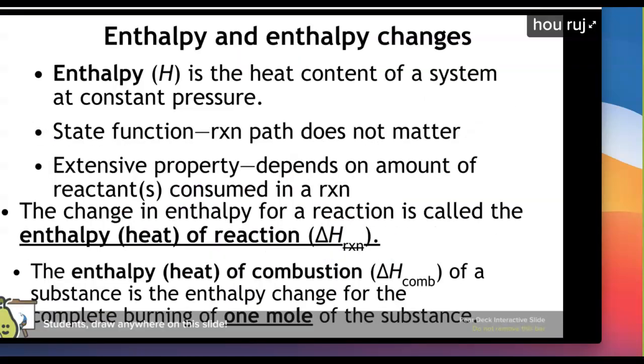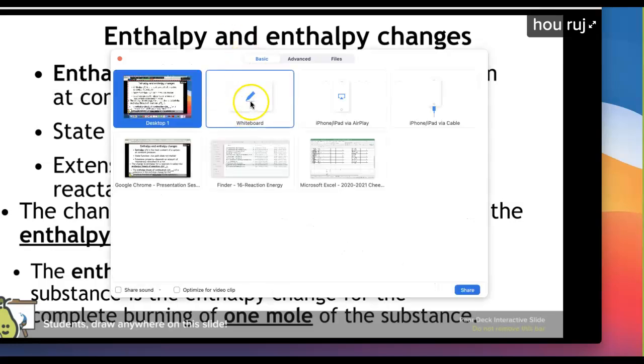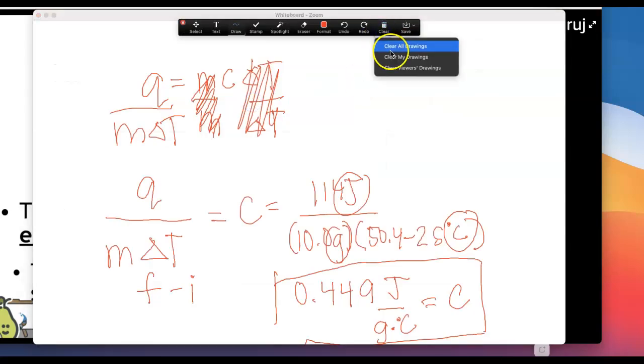Kids get kind of confused in this chapter because there are so many different ways to represent delta H, so I'm just going to write them all right here and then go through the slides. Sometimes they write delta H with RXN, which just means reaction because we're looking at chemical reactions. And sometimes they write COMB, and all they're trying to tell you is that it's specifically a combustion reaction.